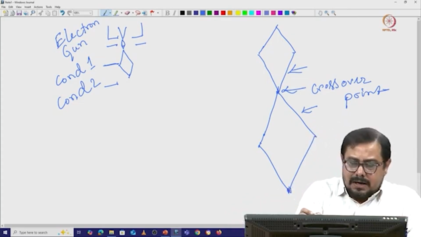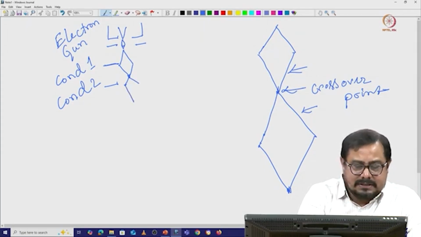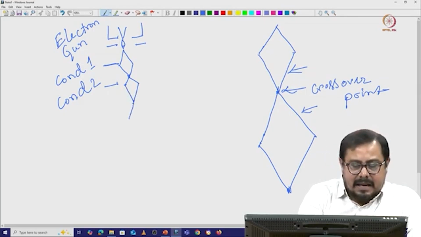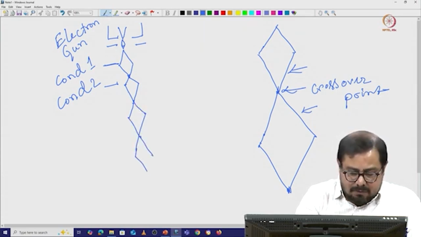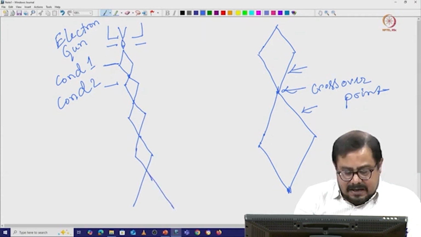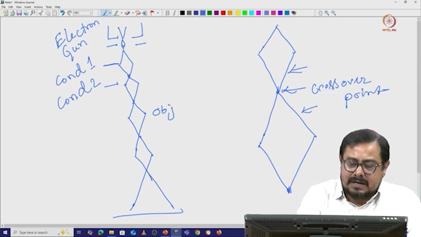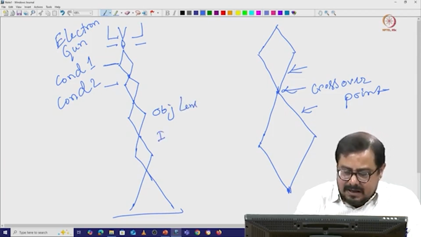Now for condenser lens 1, we get a crossover point somewhere here. Then there is condenser lens 2, which converges the electron beam somewhere here. Then it goes on like that, and at each step the electron beam converges, and finally it gives us an image here. In the next step this will be our objective lens, then definitely our intermediate lens and projector lens.